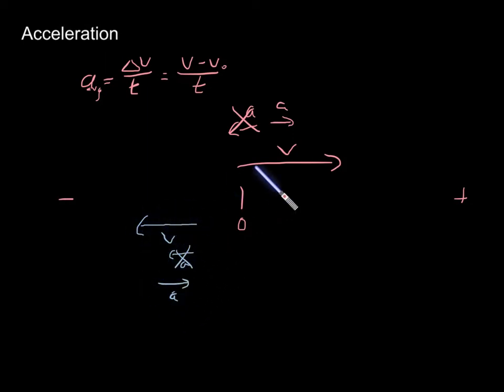So to decide what an object is doing, you have to pay close attention to which direction both velocity and acceleration are in, in both of those examples, and in all the examples you'll do.